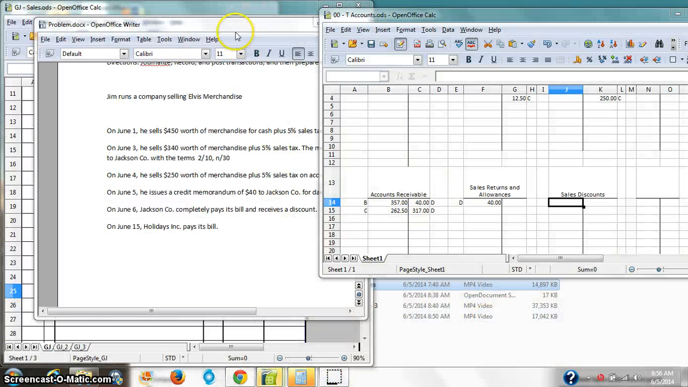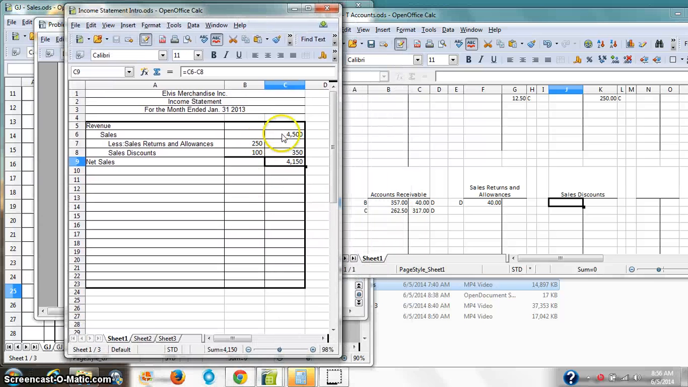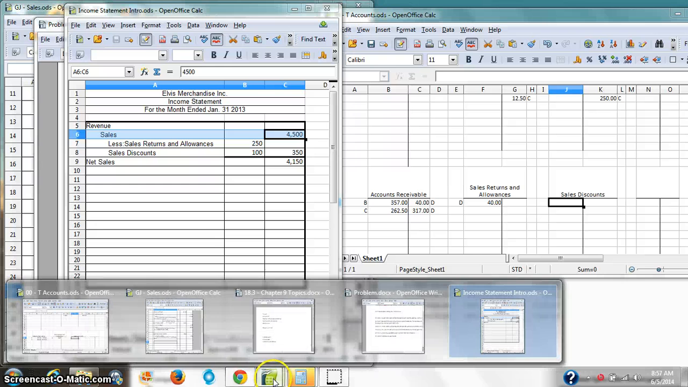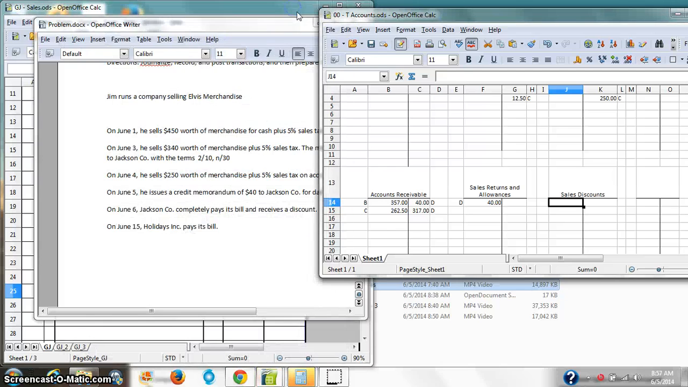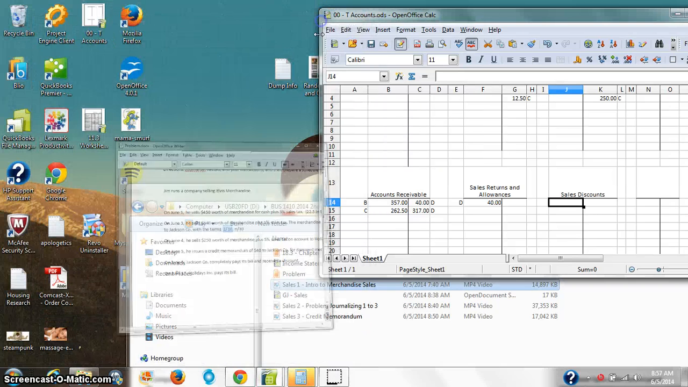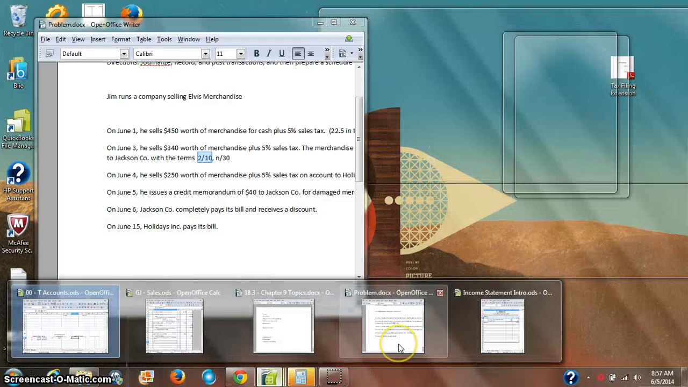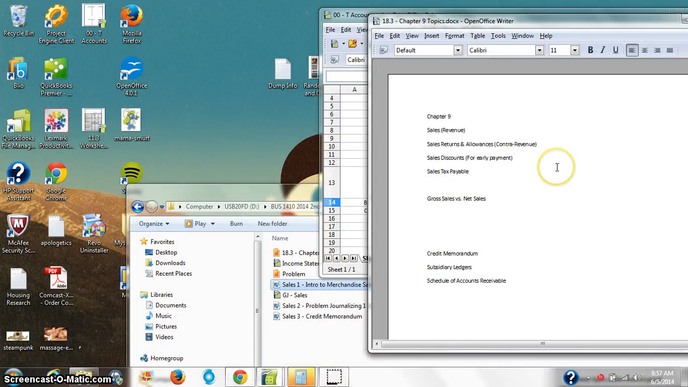So I'm going to go here to my income statement and show you that. I've got sales and then sales returns and allowances and then discounts. This is also a contra revenue account, much like sales returns and allowances, which I'm going to deduct from my sales account. So let me mark that on my list of things here. Chapter 9 topics. This is sales discounts for early payment. This is also a contra revenue account. That's how that one works.